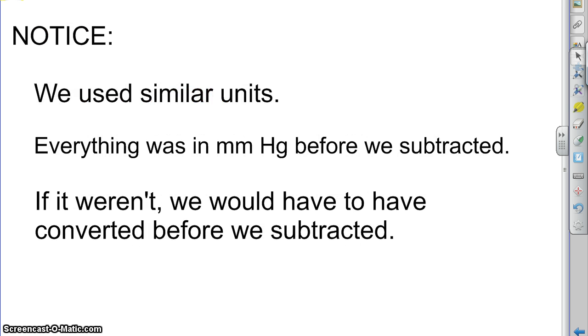But be careful. Notice that we used similar units. Everything was already in millimeters of mercury before we subtracted. If a problem had given us the overall atmospheric pressure in atmospheres or kilopascals or anything else, we would have had to convert before we subtracted, or else we wouldn't have gotten the right answer. So remember, anytime you subtract or add values, they have to be in the same unit.